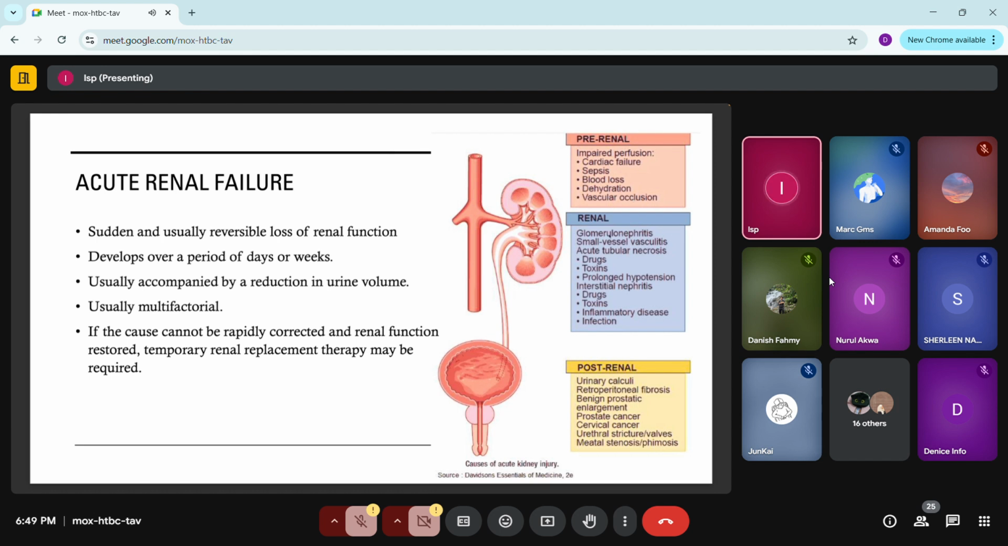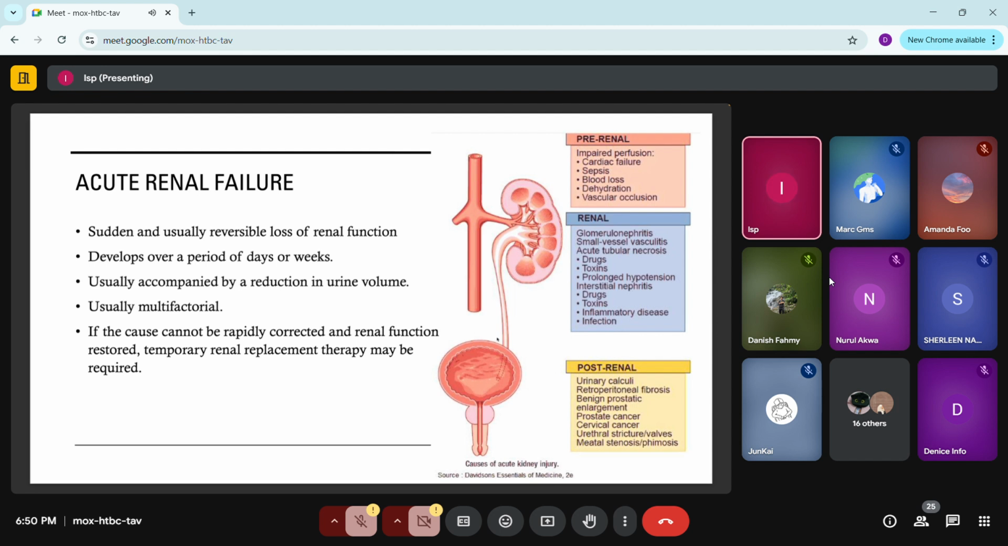Renal causes will be whatever affects the kidney itself, commonly drugs, toxins, and also inflammatory causes or infection of the kidneys. Others will be inflammation of the kidney like glomerulonephritis and small vessel vasculitis.